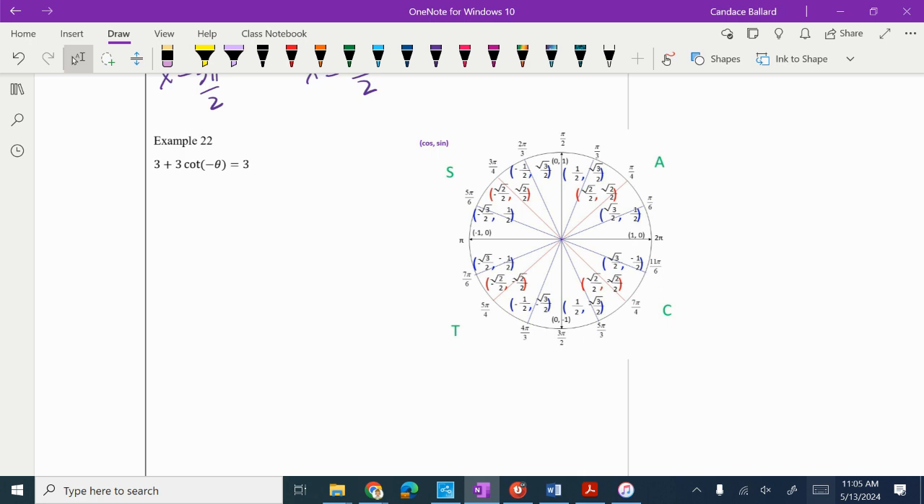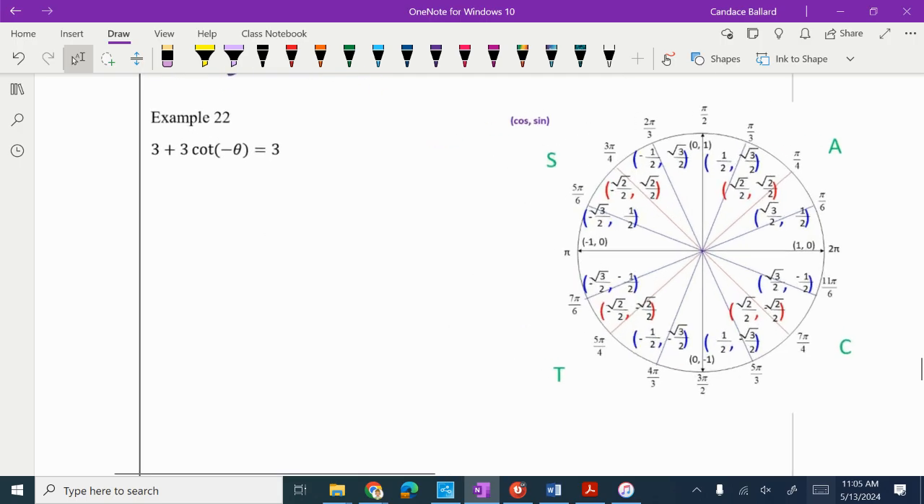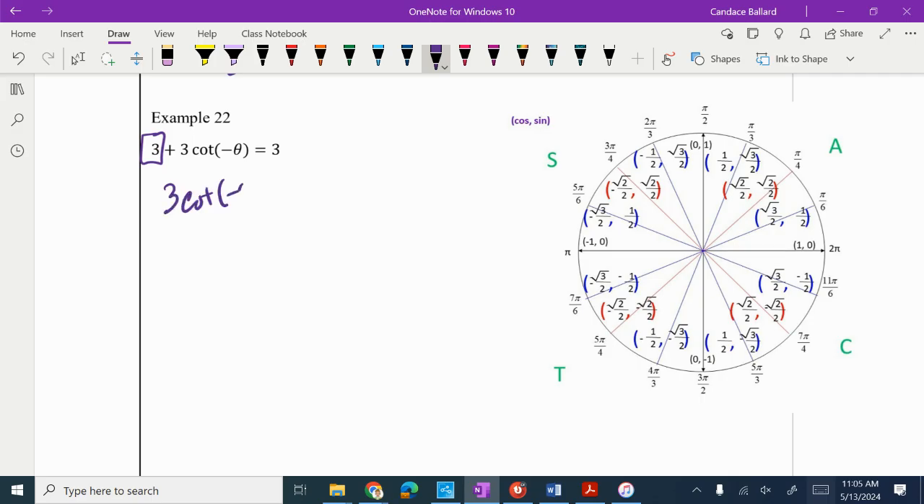Okay. So let's take a look at this. Apparently 3 was my favorite number when I was writing these notes, huh? All right. What do I need to do with this 3 right here first? Subtract. Okay, so 3 cotangent of negative theta equals, what was 3 minus 3? 0. Okay. How do I move this 3 now? Divide. So cotangent of negative theta equals what's 0 divided by 3? 0.